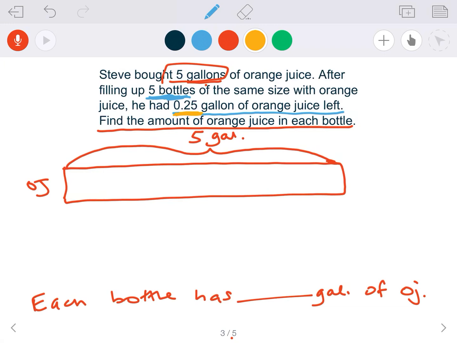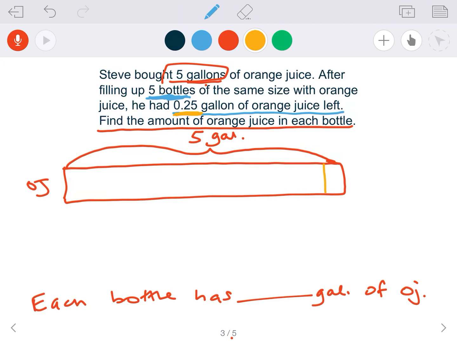It might help you to think of this as a quarter, like 25 cents. And so if you think, oh, that's like a quarter of $1. So this is a quarter of a gallon. So this is not very much. Compared to the 5 gallons he has, this is like this much over here. So it just makes a little bit left.